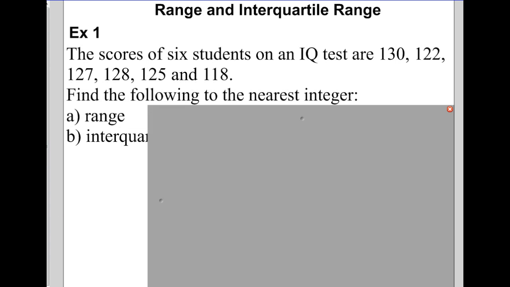So I'd like you to practice that. I'd like you to take these 6 IQ scores. I'd like you to figure out the range of the data. Now notice the data is not in order. Play the recording when you've got the range figured out.